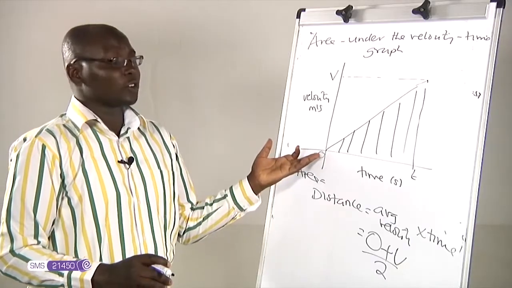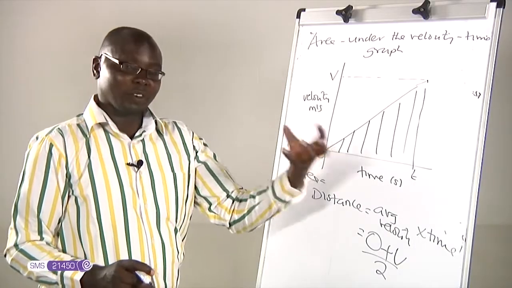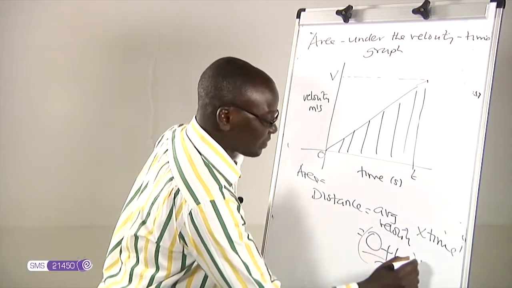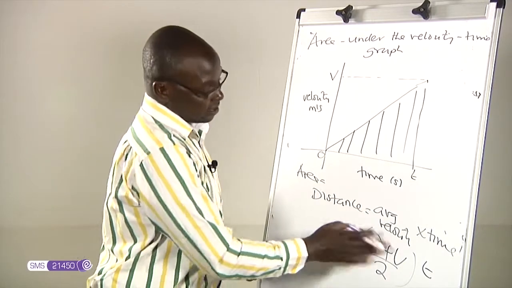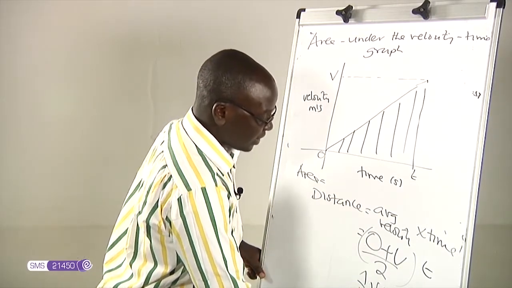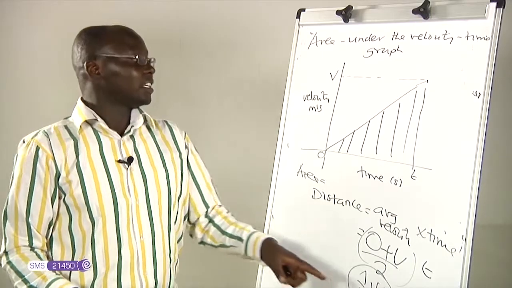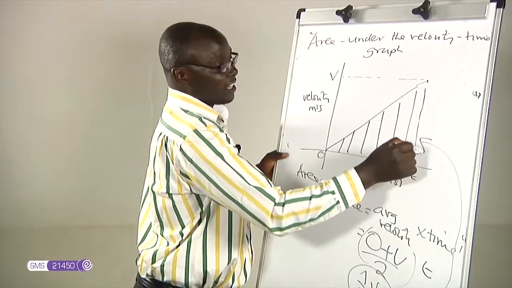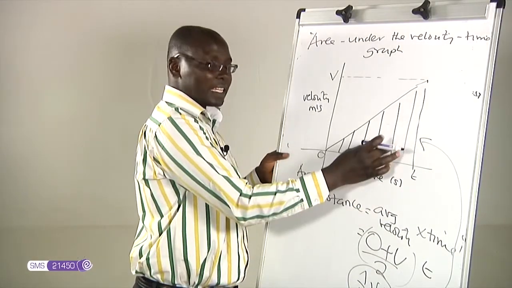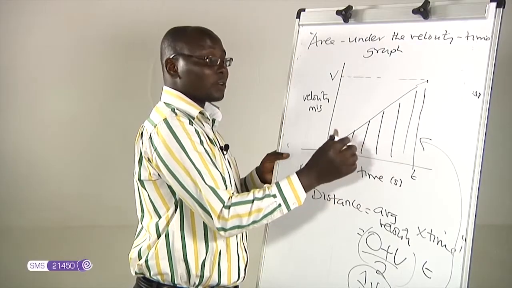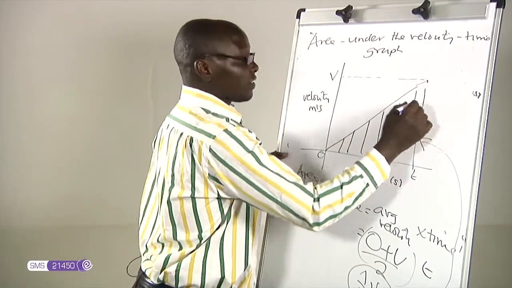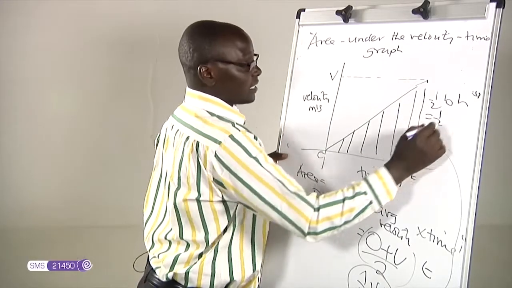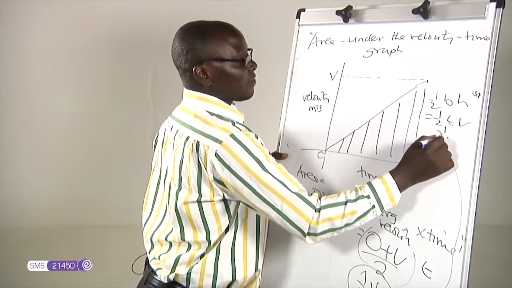So the initial velocity is 0, the final is v. We find the average of that, and then multiply by the time taken, which is t. So it is going to be a half v t. We can see that this is the area under the curve. Does this correspond to the area of this triangle? The area of a triangle is a half base times height, where the base is t and the height is v, which is a half vt.